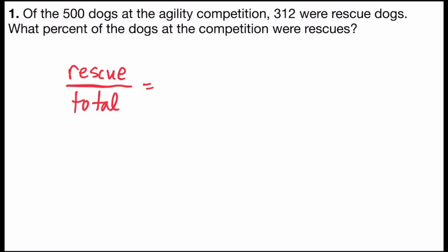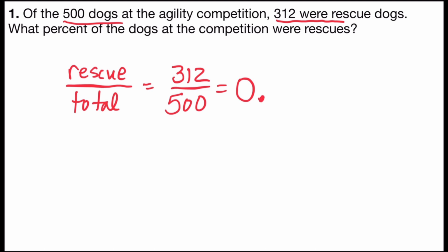So we know from the problem there's 312 rescue dogs out of a total of 500 dogs in the agility competition. If I take 312 and I divide it by 500 by punching that into a calculator, I get 0.624. And so that's the decimal form of the ratio 312 over 500.